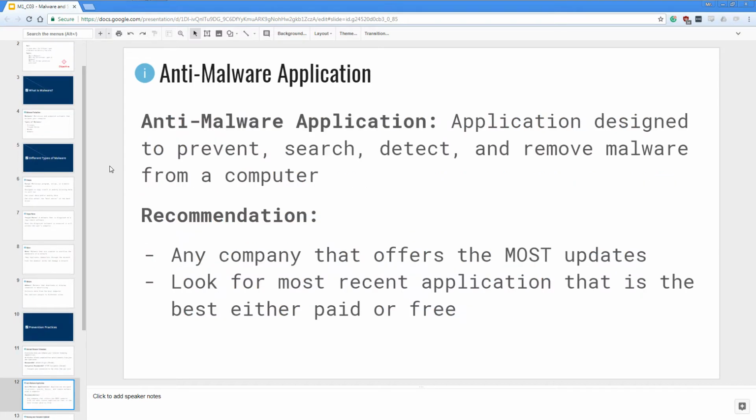Next, you want to have an anti-malware application. These are applications that are designed to prevent, search, detect, and remove malware from your computer. The recommendation is that you want any company that offers the most and most frequent updates. So you want to look for the most recent application that is the best, either paid or free, by doing some research or reading reviews. I can't say the best one right now because it always changes. So anything that updates the most will be the best anti-malware application.